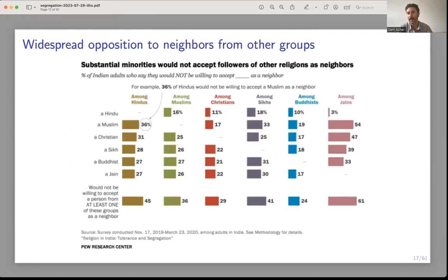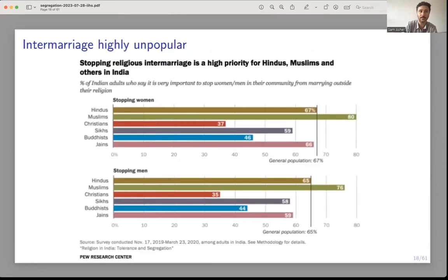In general, getting to the issue of residential segregation, there's quite widespread opposition in India to having neighbors from other groups. And this is true across all sorts of different groups. So among Hindus, 36% say that they would not be willing to accept a Muslim as a neighbor. Among Muslims, 16% say that they wouldn't be willing to accept a Hindu as a neighbor. And these numbers, while they differ from group to group, tend to hold across a lot of India's major groups.